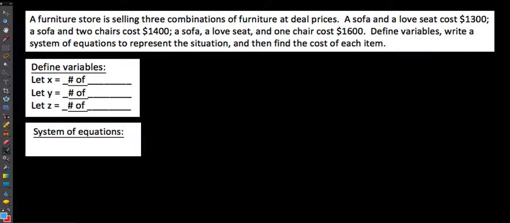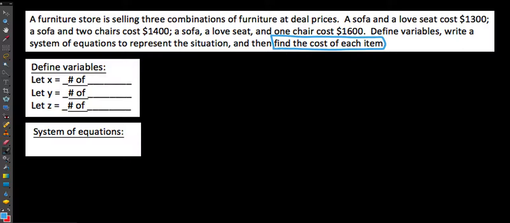It says a furniture store is selling 3 combinations of furniture at deal prices. A sofa and a love seat cost $1,300. A sofa and 2 chairs cost $1,400. And a sofa, a love seat, and 1 chair costs $1,600. It says to define variables and write a system of equations to represent the situation, and then find the cost of each item. So we've read this carefully. It doesn't have to be in the last sentence, but it was. This is what we're looking for.